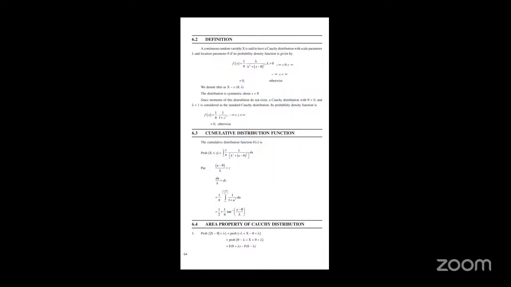The value of theta we are taking should be in the range minus infinity to infinity, and x is also from minus infinity to infinity. If these two conditions are not satisfied, like x is not in the interval minus infinity to infinity, then we say f of x, the probability density function of the Cauchy distribution, is zero otherwise. We denote this as x belongs to C of theta, comma, lambda.